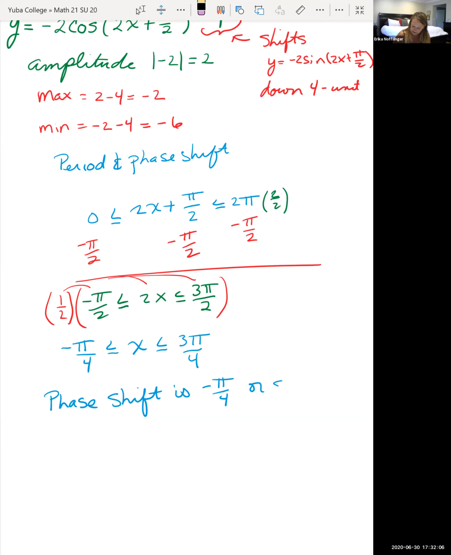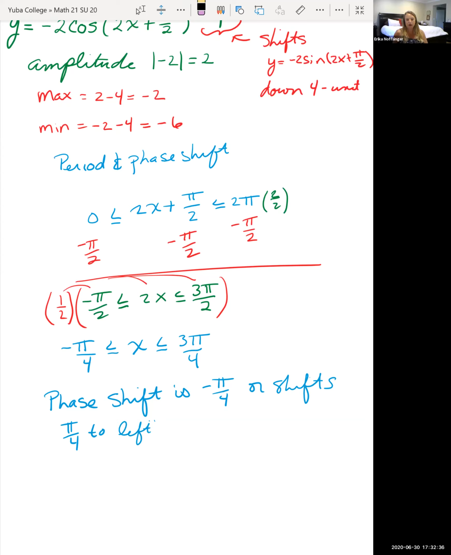Or shifts. So what is shift? Y equals negative 2 sine of x. Actually, 2. Pi fourths to left. If we're dividing it by 2, why did we do 1/2? I'm just confused on that.